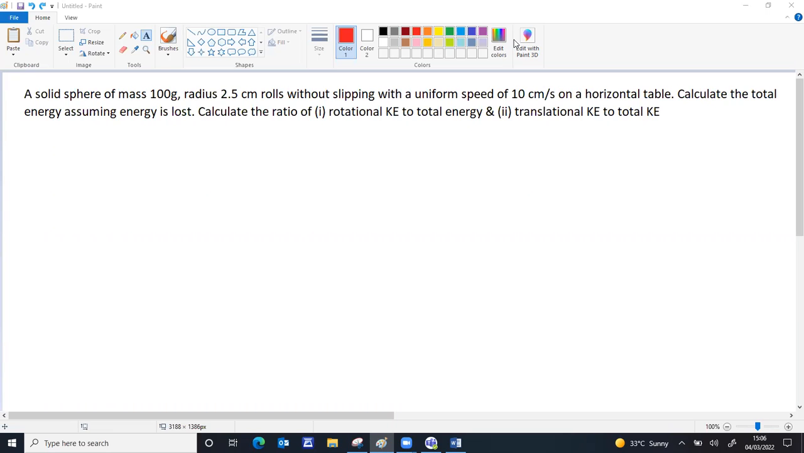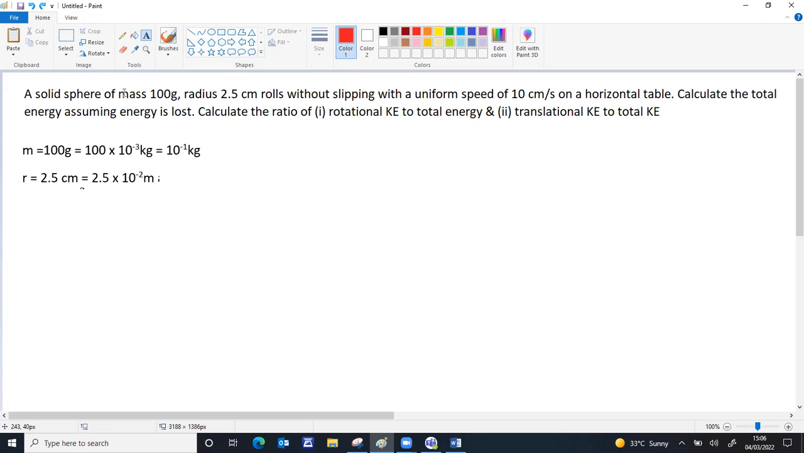If you analyze the question, the mass of the solid sphere is given as 100 grams. Convert into SI unit: 100 times 10 raised to minus 3 kilogram, so overall it comes as 10 raised to minus 1 kilogram. The radius of the sphere is given as 2.5 centimeters. Convert centimeter to meter again, so 2.5 times 10 raised to minus 2 meters.